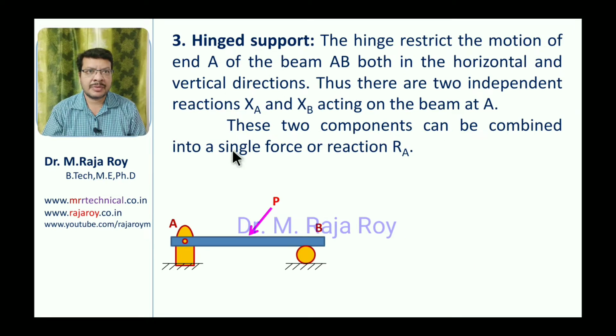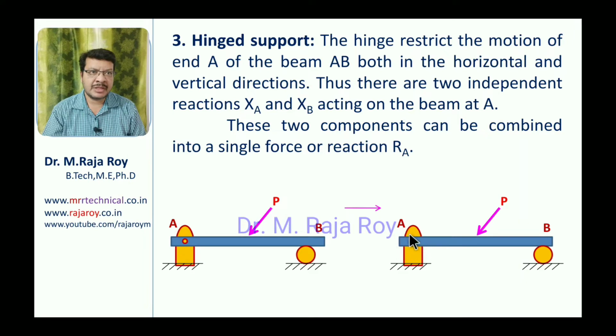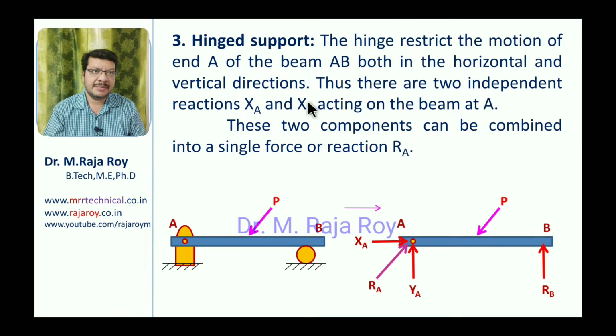Next, hinge support. Here if you observe, this is the hinge. Hinge means this bar can rotate about this particular point. If you replace this hinge with reaction, here the force is acting in the inclined direction, something like this. This is the roller support. Now you can replace this hinge with some reactions XA and YA, and at the roller support you can replace it with a vertical reaction RB. This is YA, not XB.